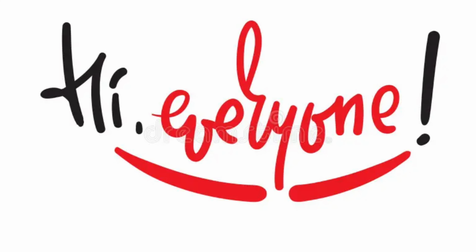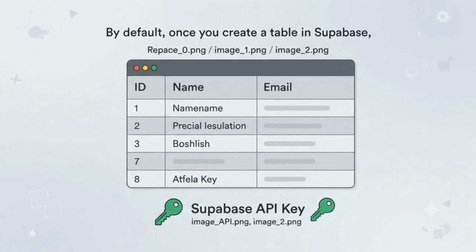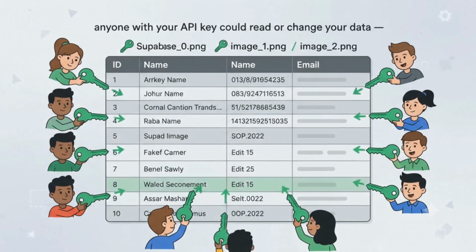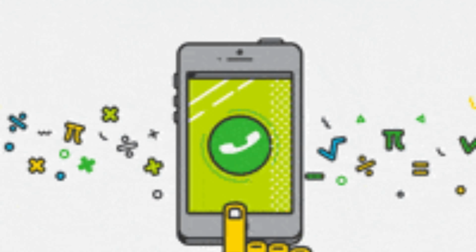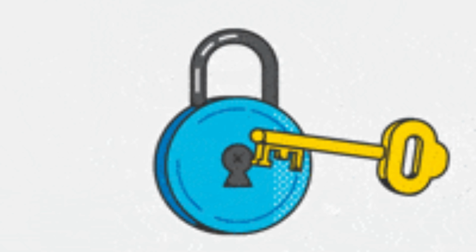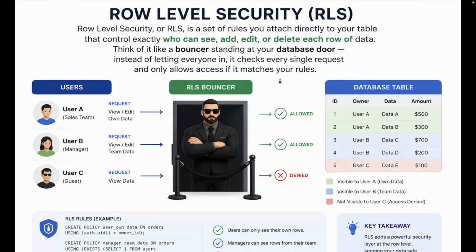Hey everyone, by default, once you create a table in Supabase, anyone with your API key could read or change your data, and that's a huge security risk. In this video, I will show you how row level security fixes this completely through the dashboard, no coding required. So first, let's understand row level security.